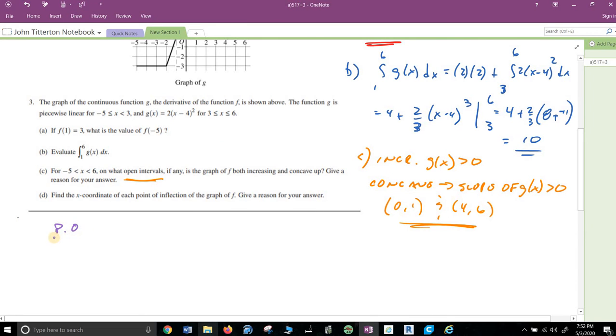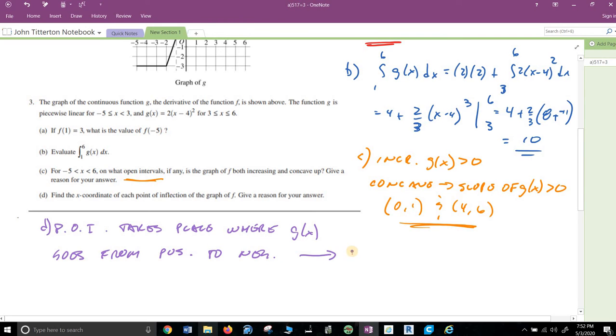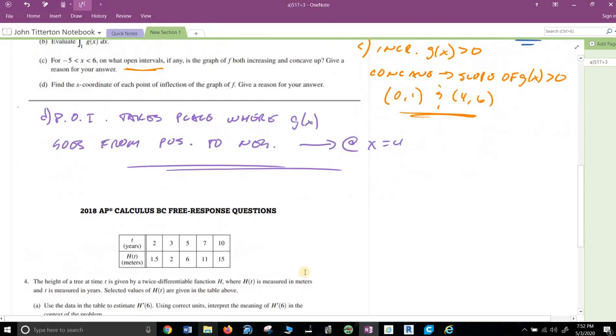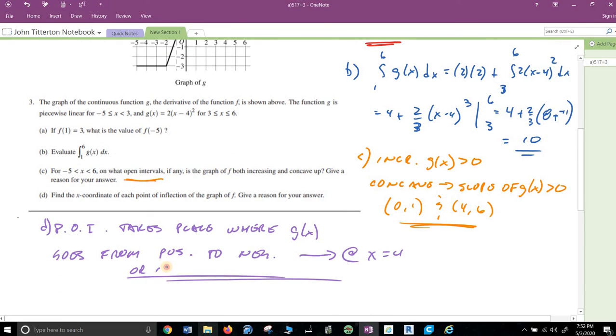So it is the point where the first derivative changed from positive to negative. In other words, g of x goes from positive to negative. And that happens at x equals 4. That's it. Actually in this case it's negative to positive. G prime of x, it's embarrassing that I forgot to write that in. Or the slope of the derivative goes from positive to negative.